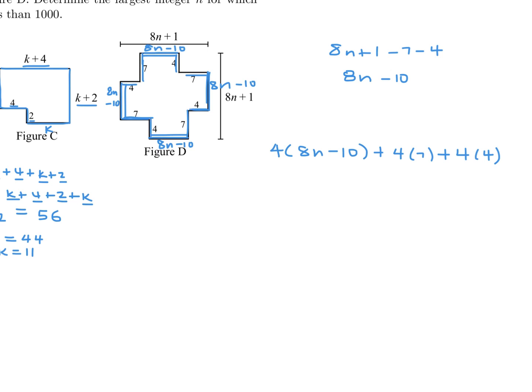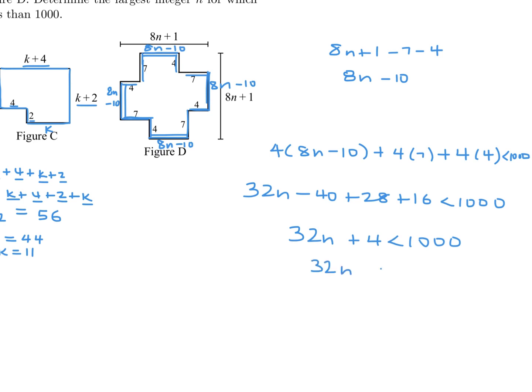They want it to be less than 1,000, and we have to figure out the largest value of n, where n is an integer. So this is 32n minus 40 plus 28 plus 16 is less than 1,000. So 32n plus 4 minus 1,000, so 32n is less than 996. Then divide through by 32 and you get n less than 31.125. Therefore, since n is an integer, the largest n is going to be 31. And that completes number 1.